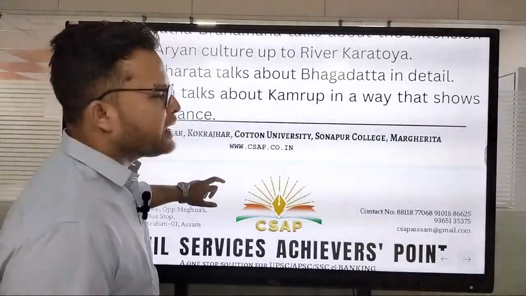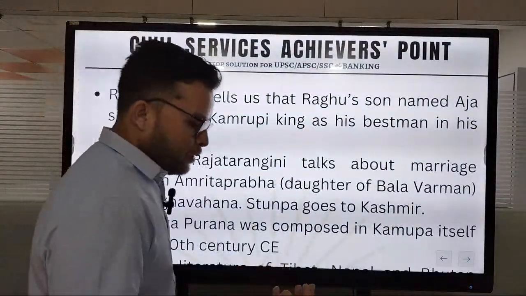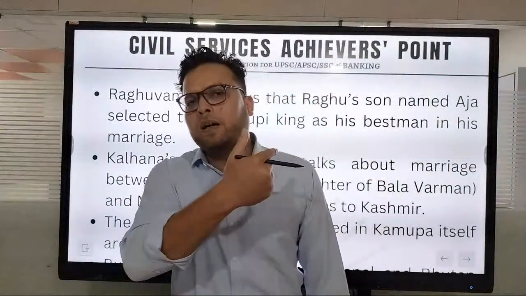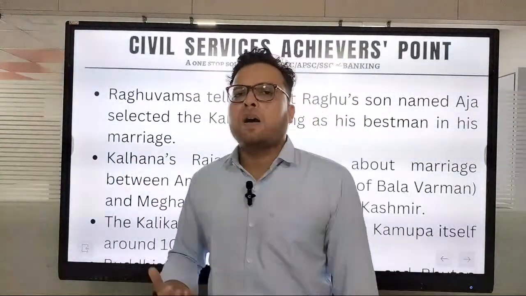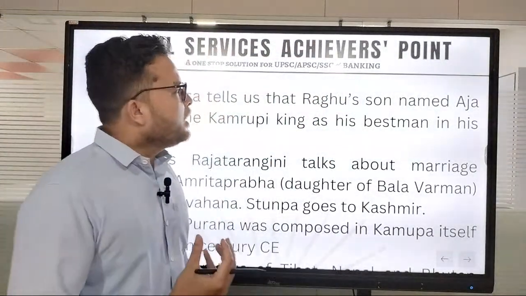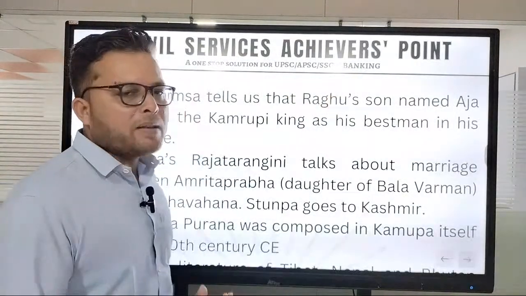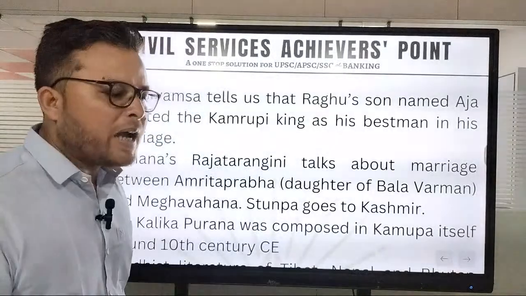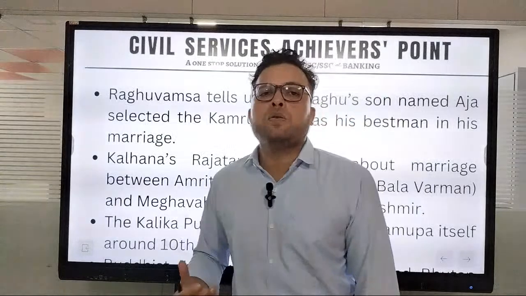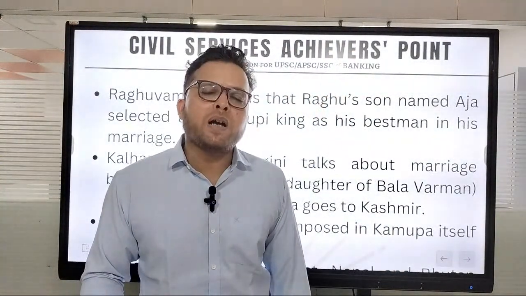And Kalidas, obviously, also talks about ancient Assam. Okay, Raghuvamsha, one of the works of Kalidas. In that Raghuvamsha, Kalidas says that Raghu's son named Aja conducted his wedding, and in that particular wedding, who was his best man? Mane Doradhara. Who was his Doradhara, best man?